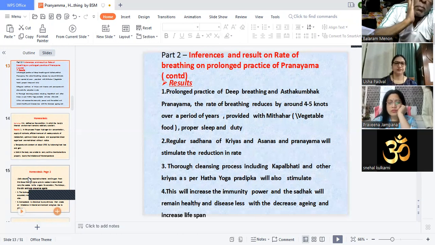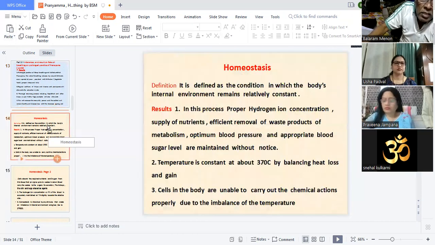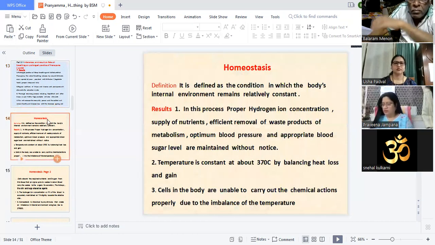So this completes the process of inhalation and exhalation and the advanced information on pranayama. So this completes this much. Then we come to the anatomy part, the homeostasis. It is 3.2. Okay, 3.3.